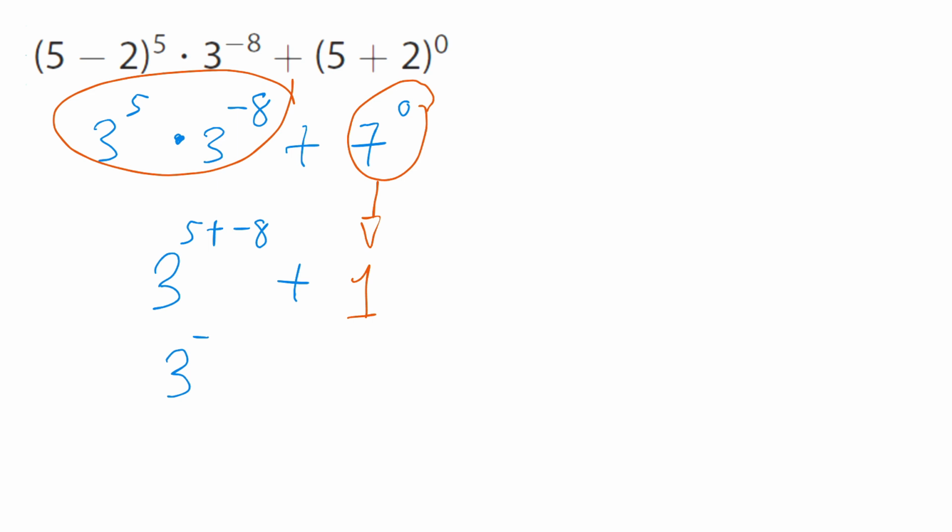1 over 3 raised to 3. And then we have here again plus 1. Again, it goes down because it has a negative exponent. Now, it has a positive exponent in the denominator. Let's just simplify. What's 3 raised to 3? It's 27, right? So 1 over 3 raised to 3 is going to be 1 over 27 plus 1.